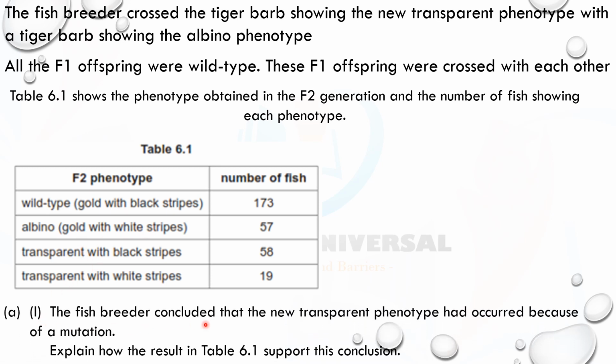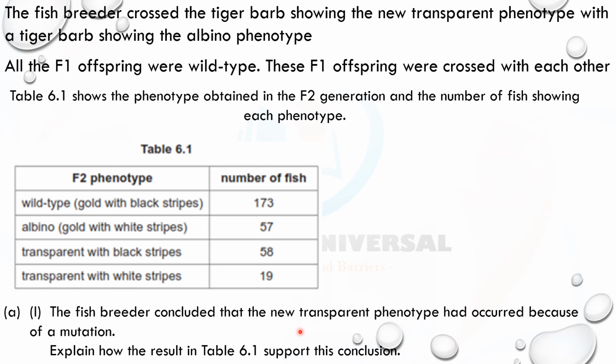The fish breeder concluded that the new transparent phenotype had occurred because of mutation. Explain how the result in table 6.1 supports this conclusion. It's about a 2 marks question. So the guy said that this transparent phenotype was due to mutation. Why is it due to mutation? Okay, pause the video and try. Just rack your brain. Think. Write the answer and post it on YouTube there. I'll send you chocolate.